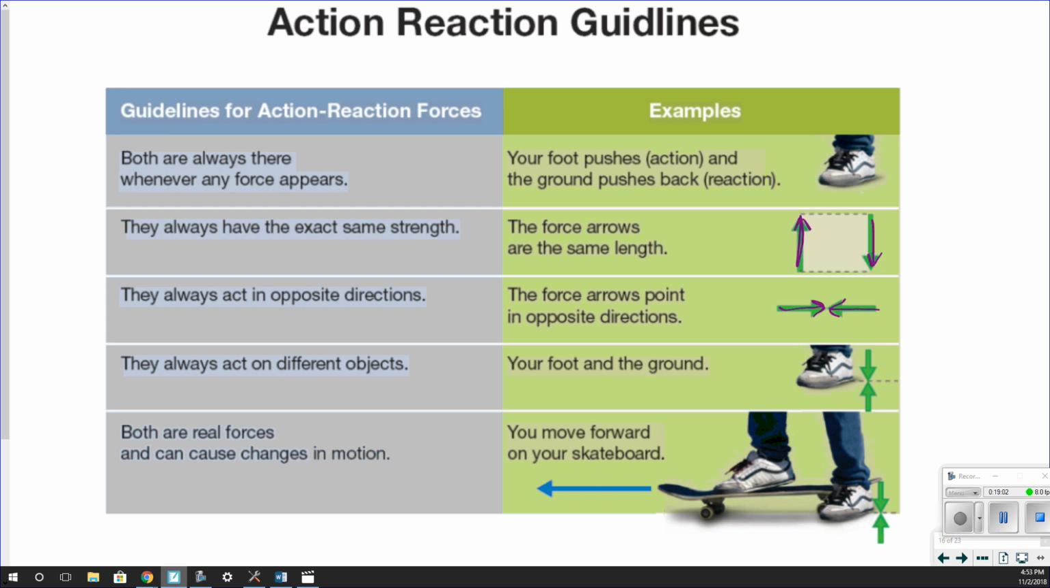Both are real forces and can cause changes in motion. I can push off of the ground with a force. So that's what I'm doing right here. So the force I push down on the ground with is equal to the force that the ground's pushing back up on me. But if I'm on a skateboard, I can change my motion. I can start rolling down the sidewalk.